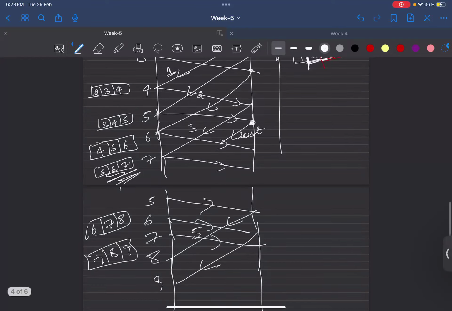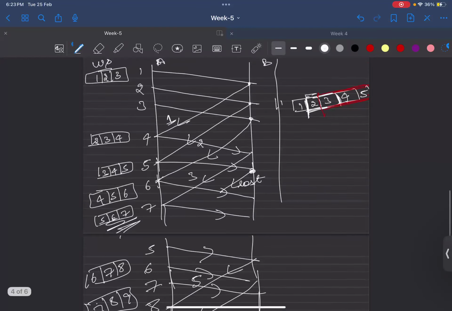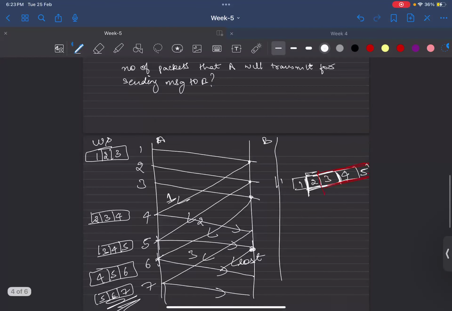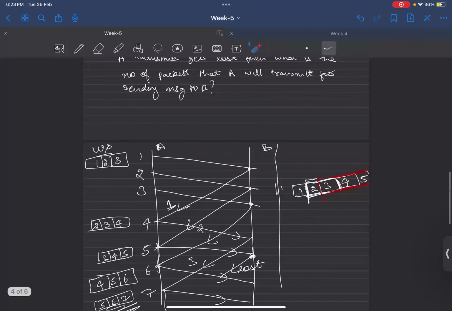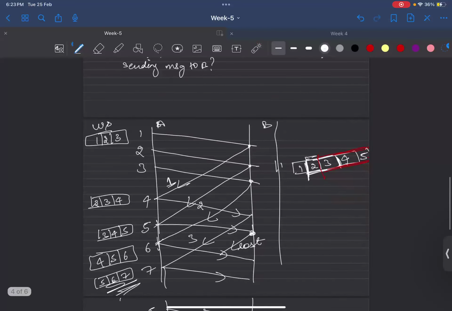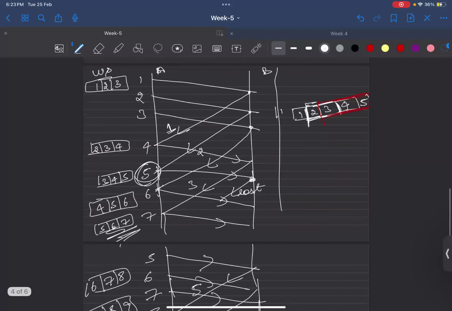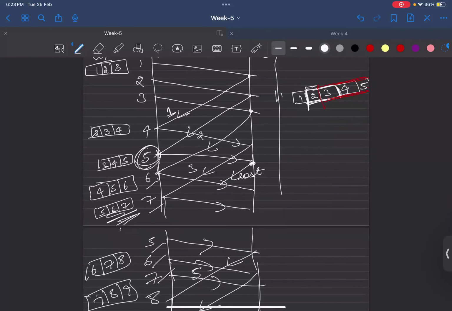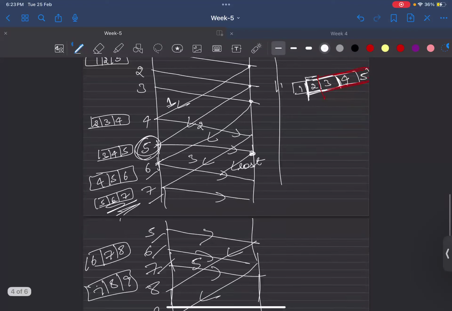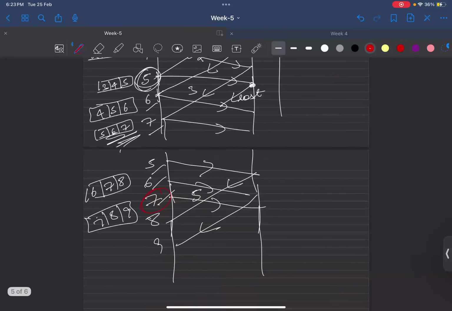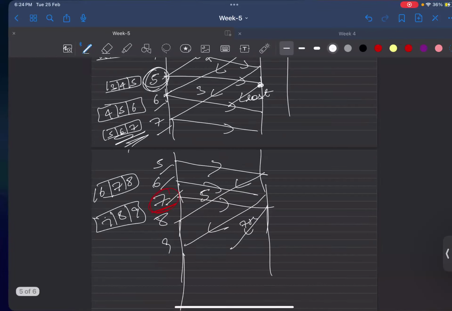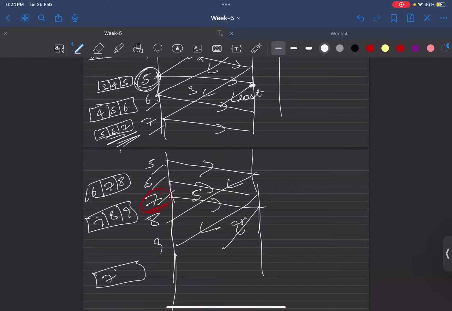What was our problem, what was the question? Every fifth packet that A transmits gets lost. The first packet lost was the fifth one. Now the other one will be, counting 1, 2, 3, 4, 5, the seventh packet, which will be lost again. So I will not get the seventh acknowledgement because that was lost. So again, 7, 8, 9 will be retransmitted.